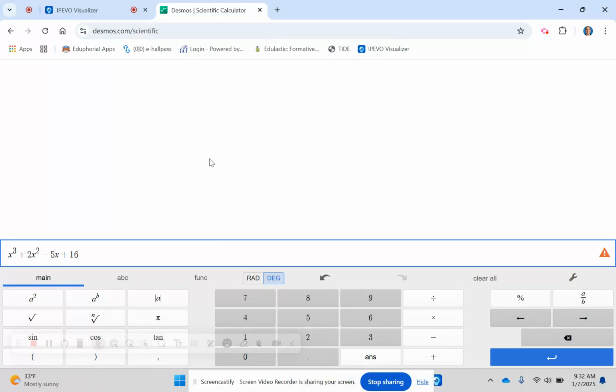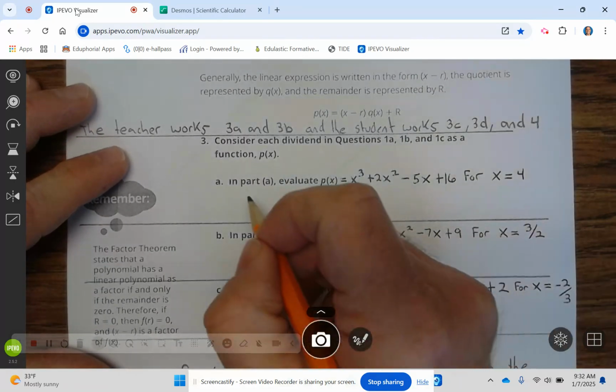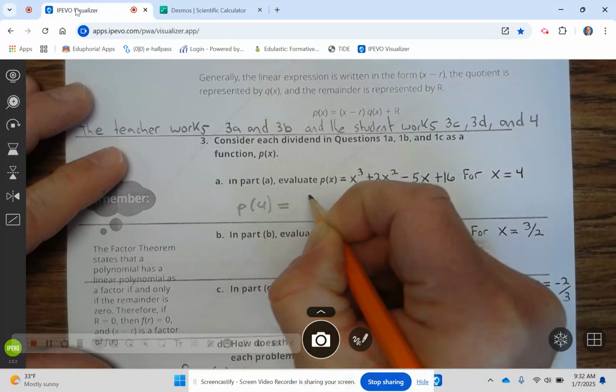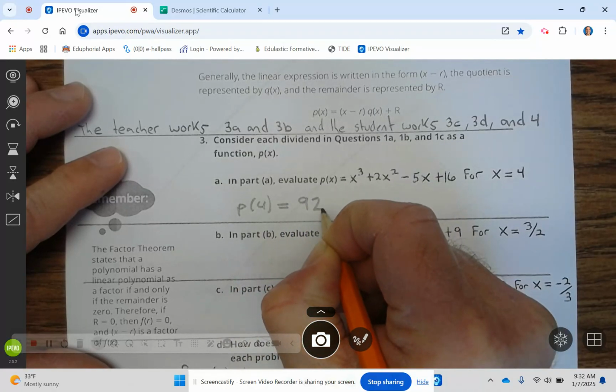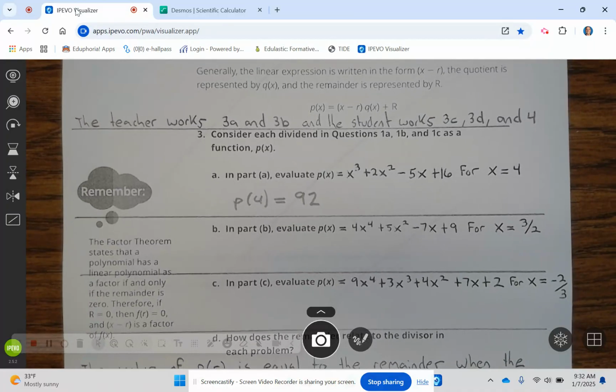Now, it says error. Who cares? I'm going to press enter, and I'm going to type in x equals 4. It now evaluated 4 into this expression, and we get 92. So, P of 4 equals 92. Okay, let's take a look at B.